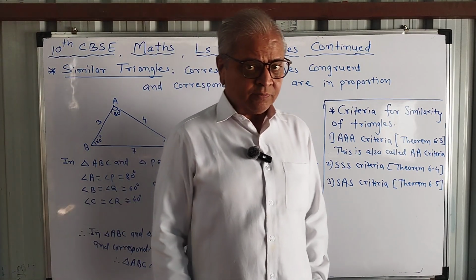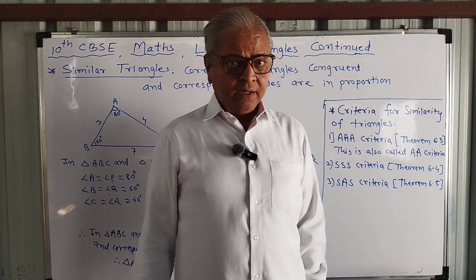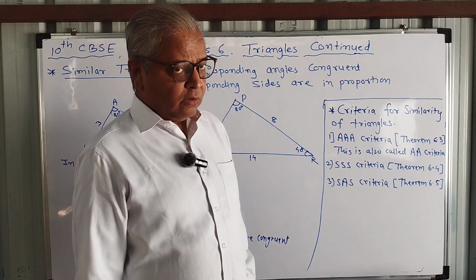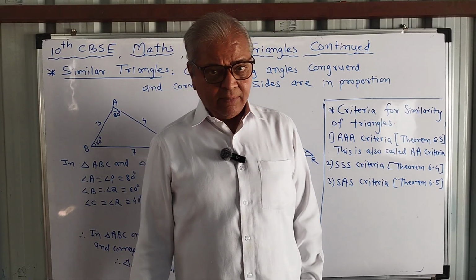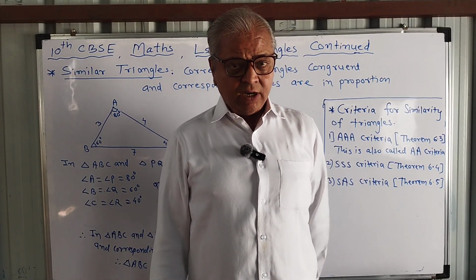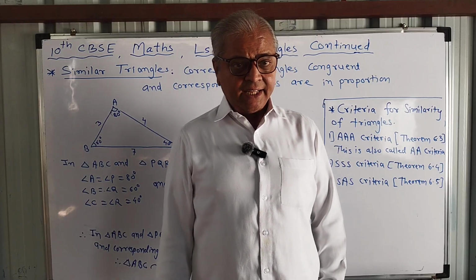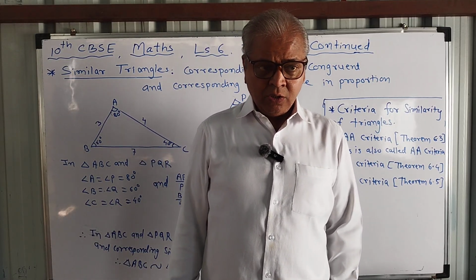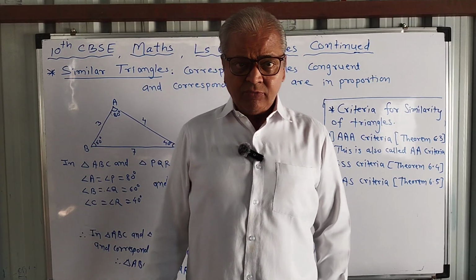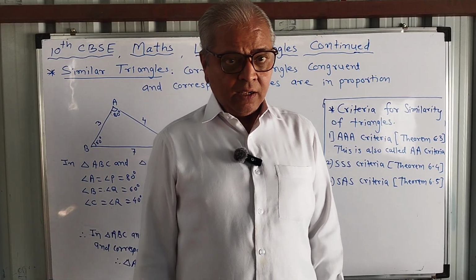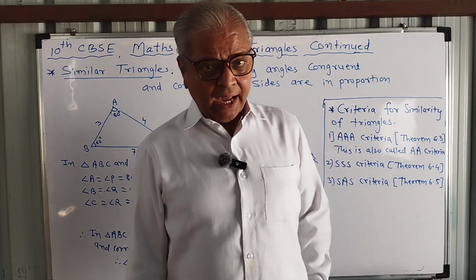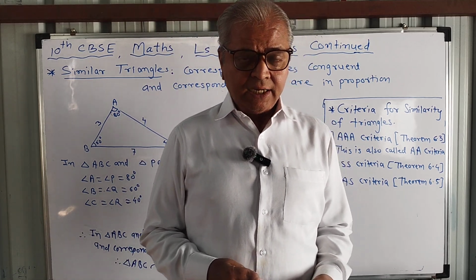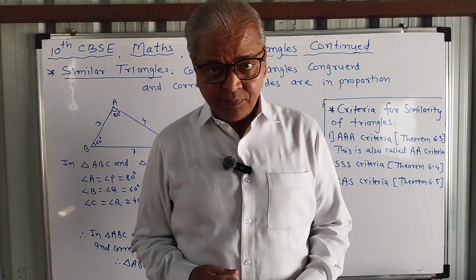Good morning friends. Today we will continue lesson number 6, in which today we will study what is meant by similar triangles and what are the different criteria or criterions for similar triangles. So when two triangles are similar, when can we say two triangles are similar? If corresponding angles of two triangles are congruent and corresponding sides are in proportion.